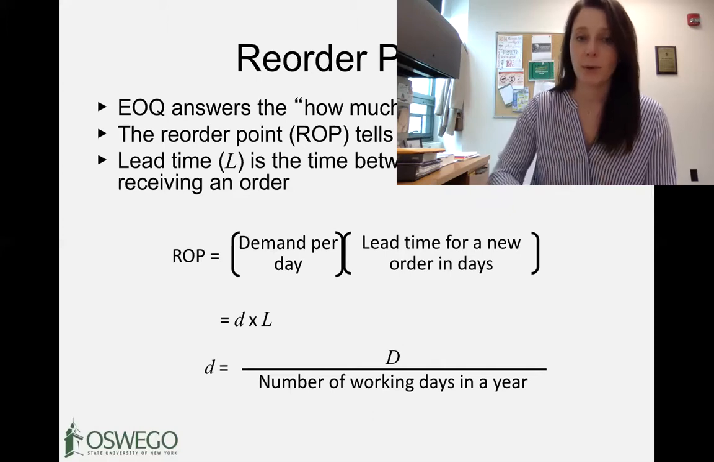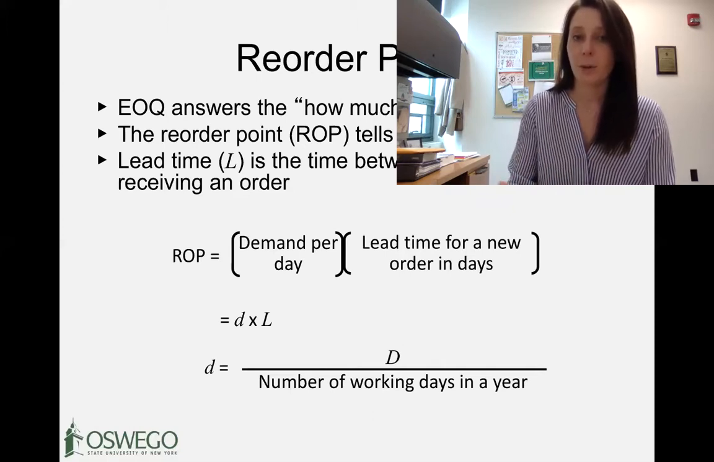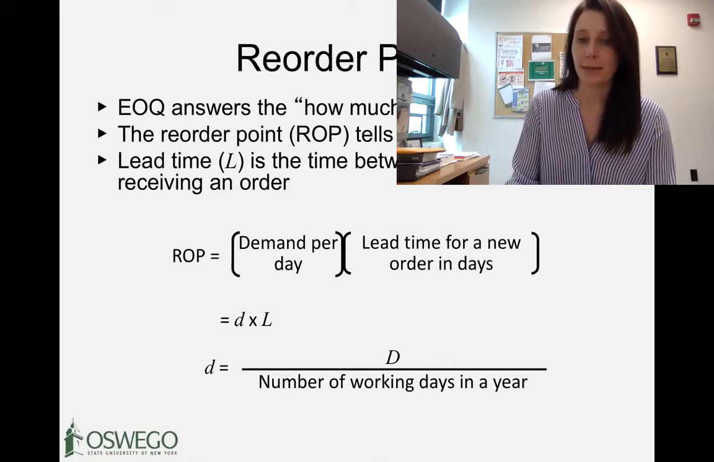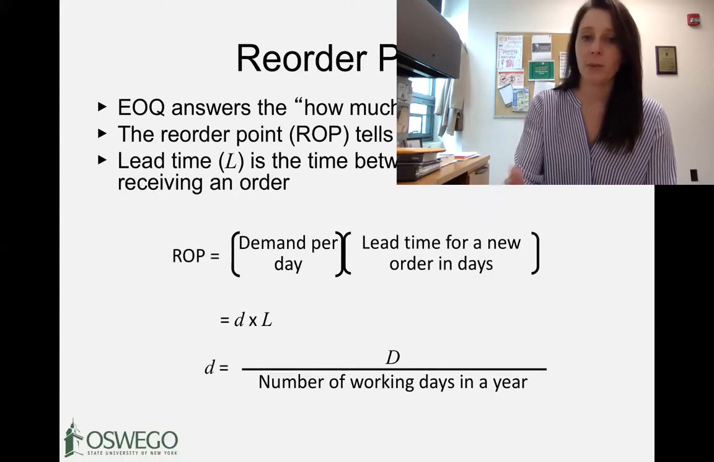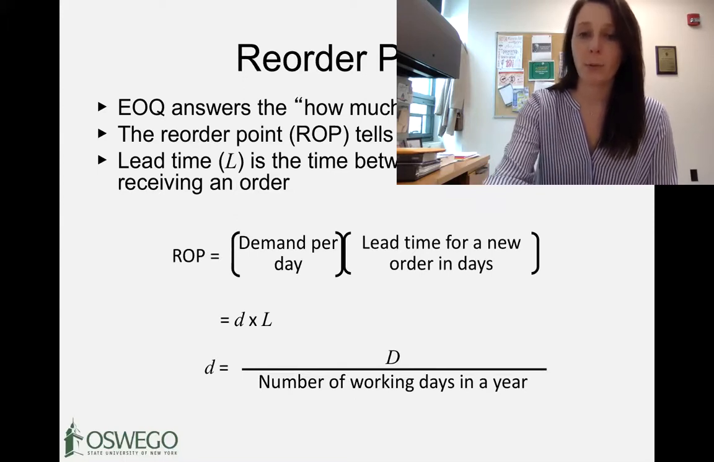So we want to determine our reorder point, which is simply our demand per day multiplied by our lead time for a new order in days. And we can determine our demand per day by taking our annual demand, which is our D, divided by the number of working days in a year.